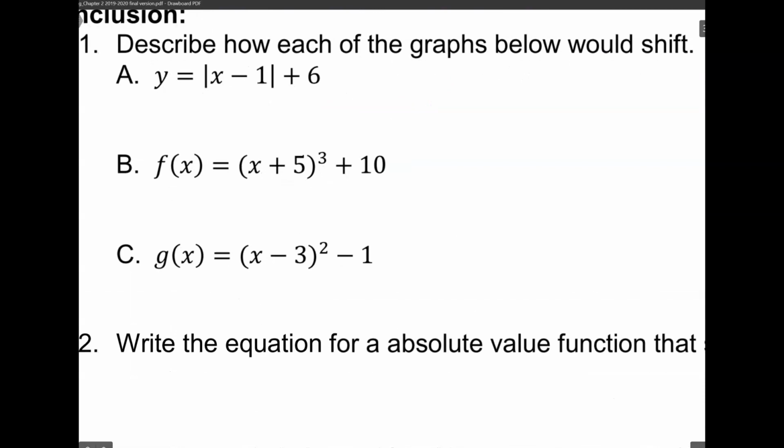All right, describe how each of these below would shift. I do want to go over these. I'm going to pick people and they're going to tell me. So Jordan, how does this first one move? I don't know how to do this. All right, let's go. Ruby, how does this one move? It moves up 6. And right horizontal 1. Right 1, exactly. Awesome. You want to do B? Done. I know how to do this.